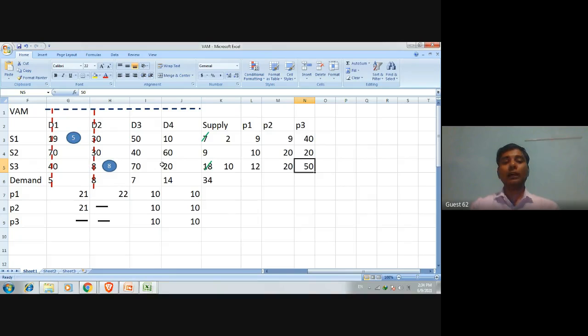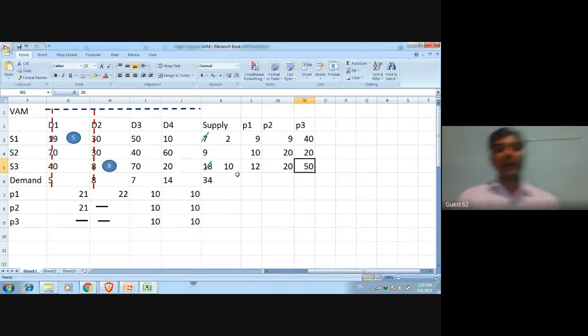Okay. So among the left cells, that means 70 and 20, which has the minimum cost? The 20 is the minimum cost. So we will allocate the minimum of supply and demand.